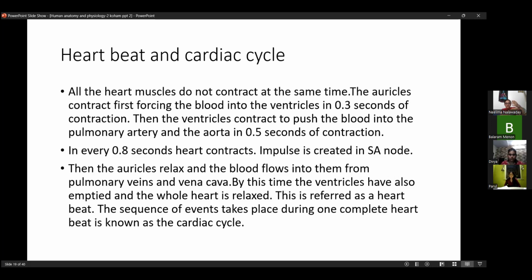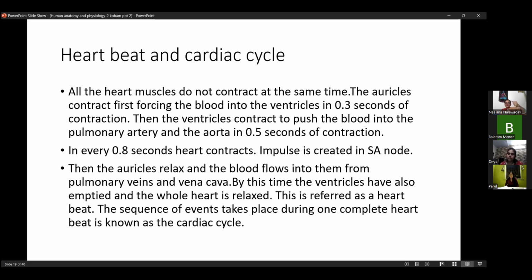And what happens? After contracting ventricles, the auricles relax. Upper chamber starts relaxing and then blood flows into them from pulmonary veins. So this is continuously happening. Understood? Upper two chambers, lower two chambers. 0.3, 0.5, 0.3, 0.5, 0.3, 0.5. So in every 0.8 seconds, heart is contracting.